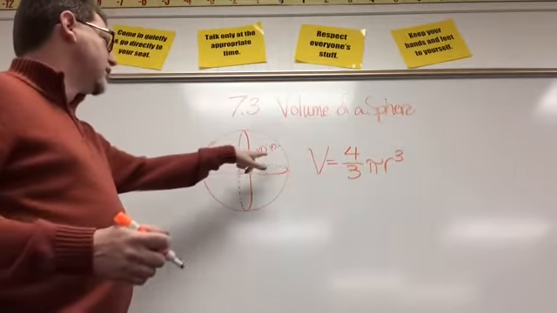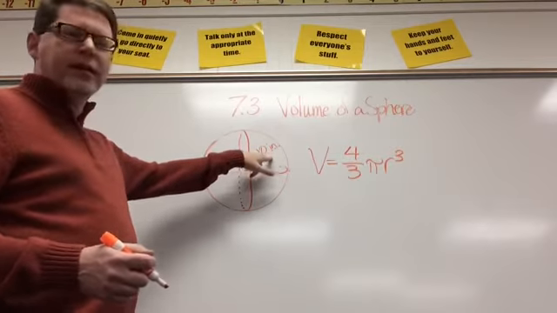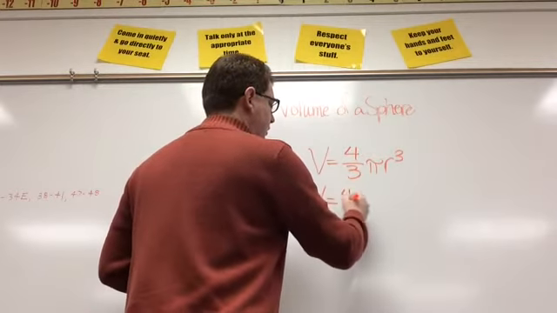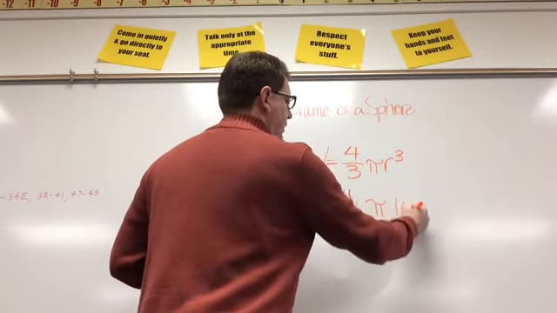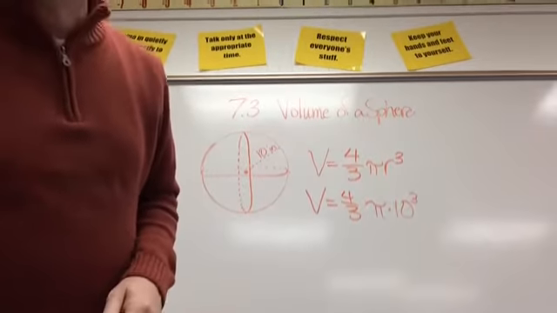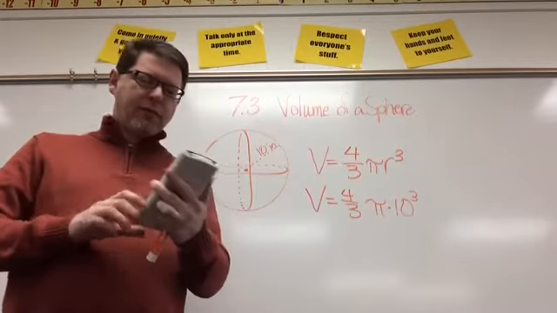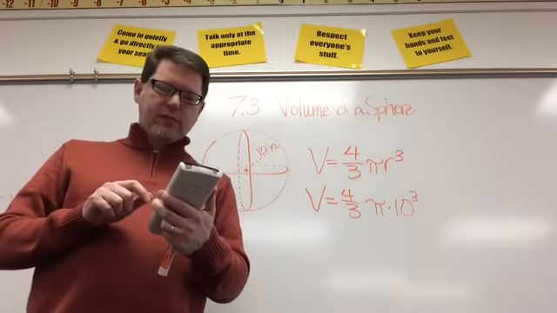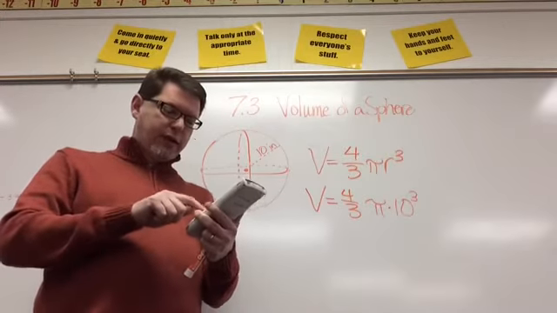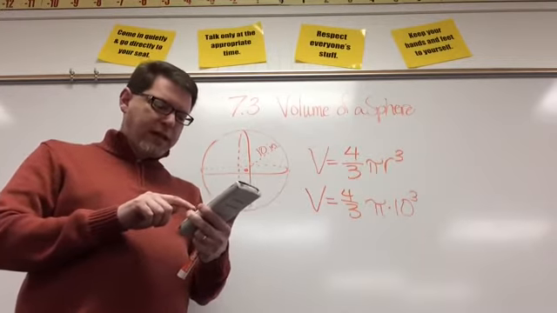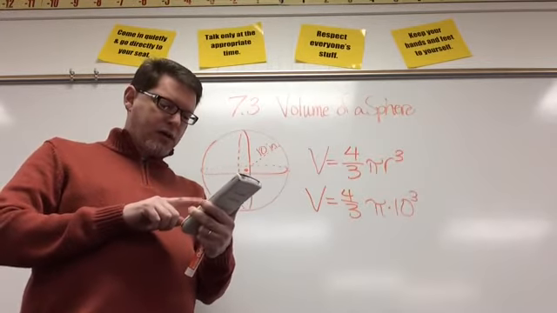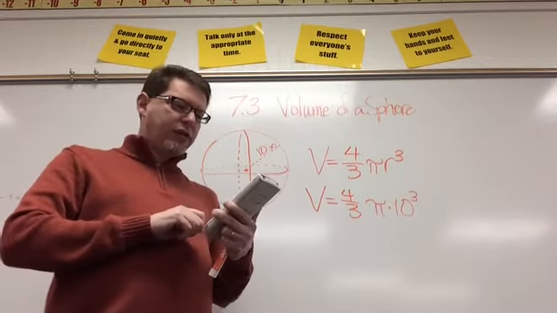So in this picture, my radius is 10. So I'm going to plug in a few numbers. V equals 4/3 pi times 10 to the third power. And then I take my handy dandy calculator and I'm going to plug in numbers. We start with a fraction, so I just do 4 divided by 3 times pi times r, which is 10, raised to the third power.